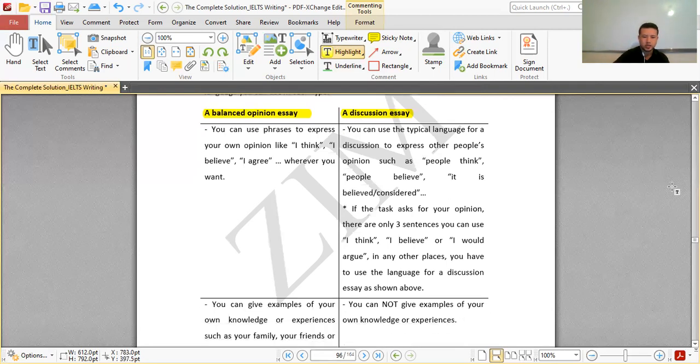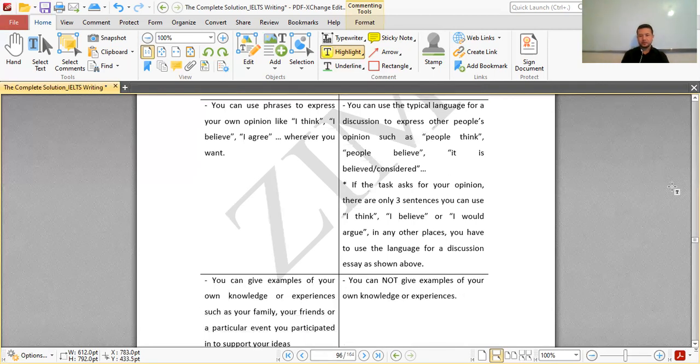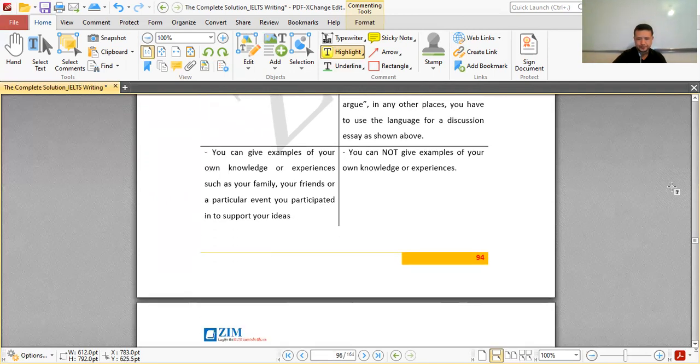Next, in a balanced essay you can give examples from your personal life, your knowledge, your family, friends, even things you participated in, to support your ideas. But in a discussion essay, you cannot give any personal opinions, personal knowledge or experience. You have to give the reasons from other people's perspective.